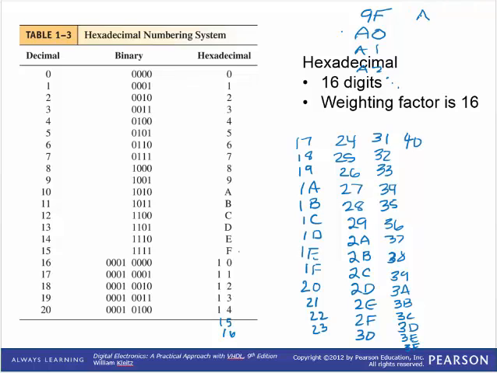What comes after, what's the next number after AF? B0. Then B1, B2, all the way down to BF. Next number will be a C0. C0, C1, down to CF. Finally, we'll get down to the number FF. What comes after FF?